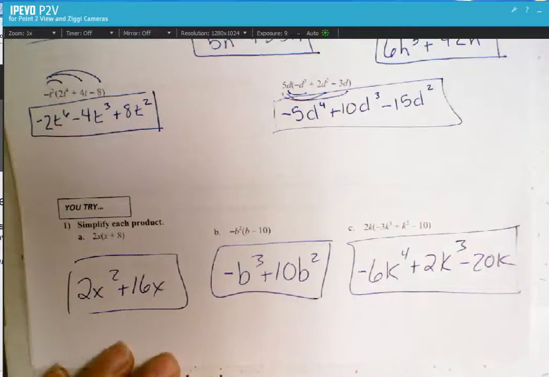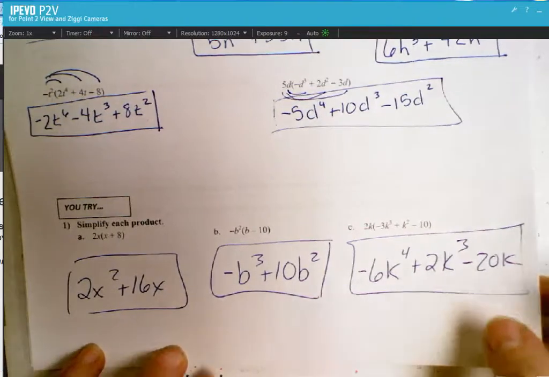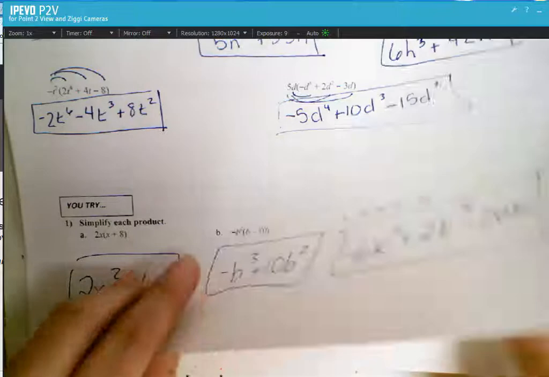Alrighty, those are the answers that you should have gotten. Pause your video, make sure you got those right. If you did not, make sure you go back, rework the problem, make a big fat star, circle it so that we can talk about it in the morning. Try and figure out where your mistake is and rework the problem.